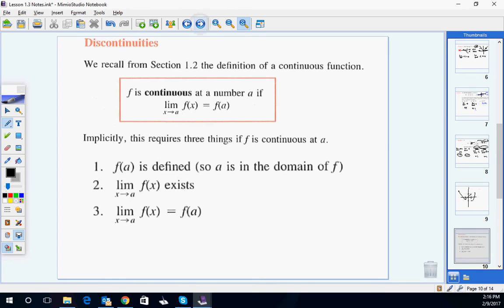All right. Okay, so another red box here. Discontinuities, we recall from section 1.2 the definition of a continuous function. Remember, it's continuous if you can plug a in. You don't have to write it down again if you already know this, but if you can plug a in for x, it's continuous. If you can't, it's not. Implicitly, this requires 3 things if f is continuous at a. F of a is defined, so it has to be in the domain. The limit exists, and then we also can plug a in for x. All 3 of the things have to be true in order for it to be continuous.